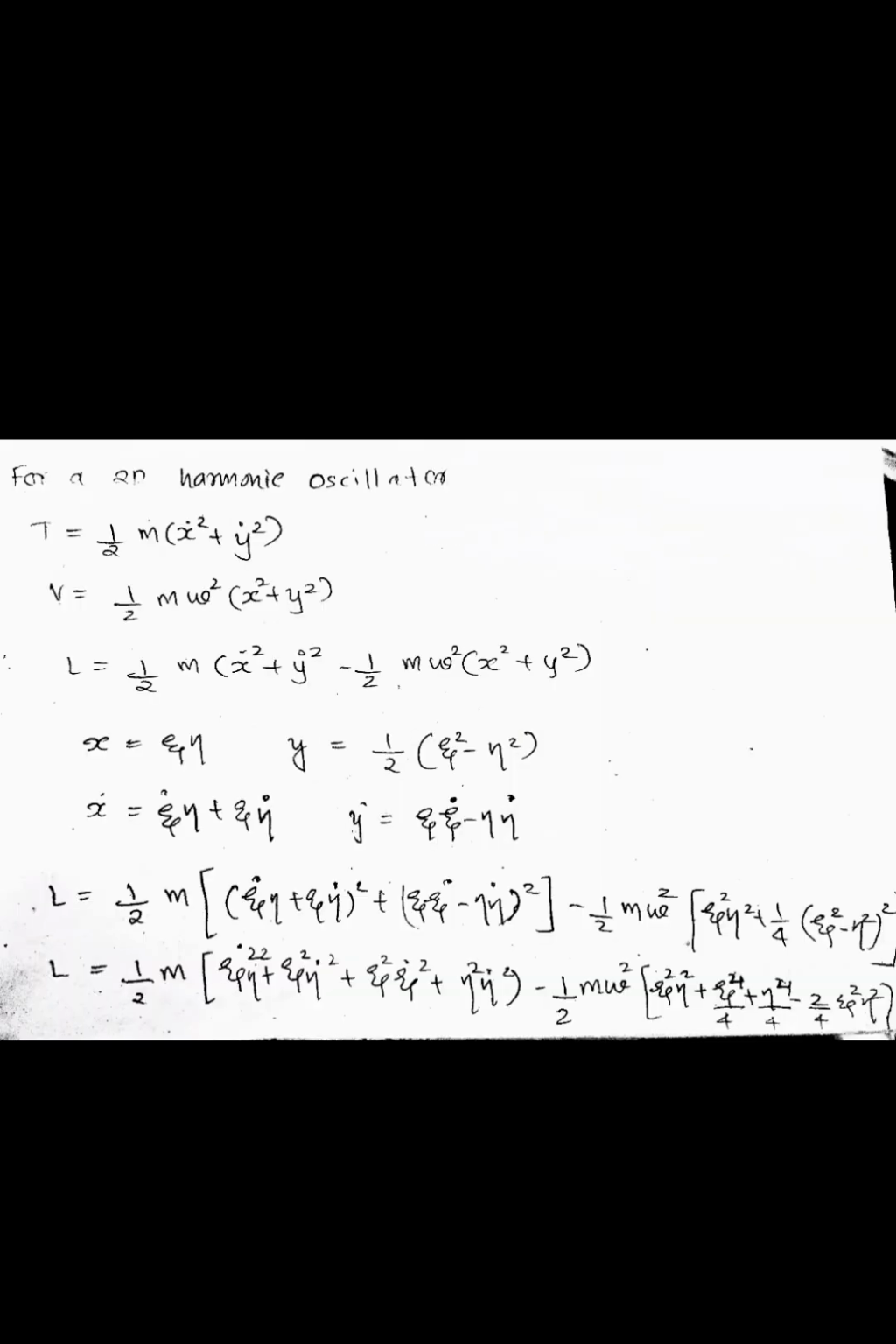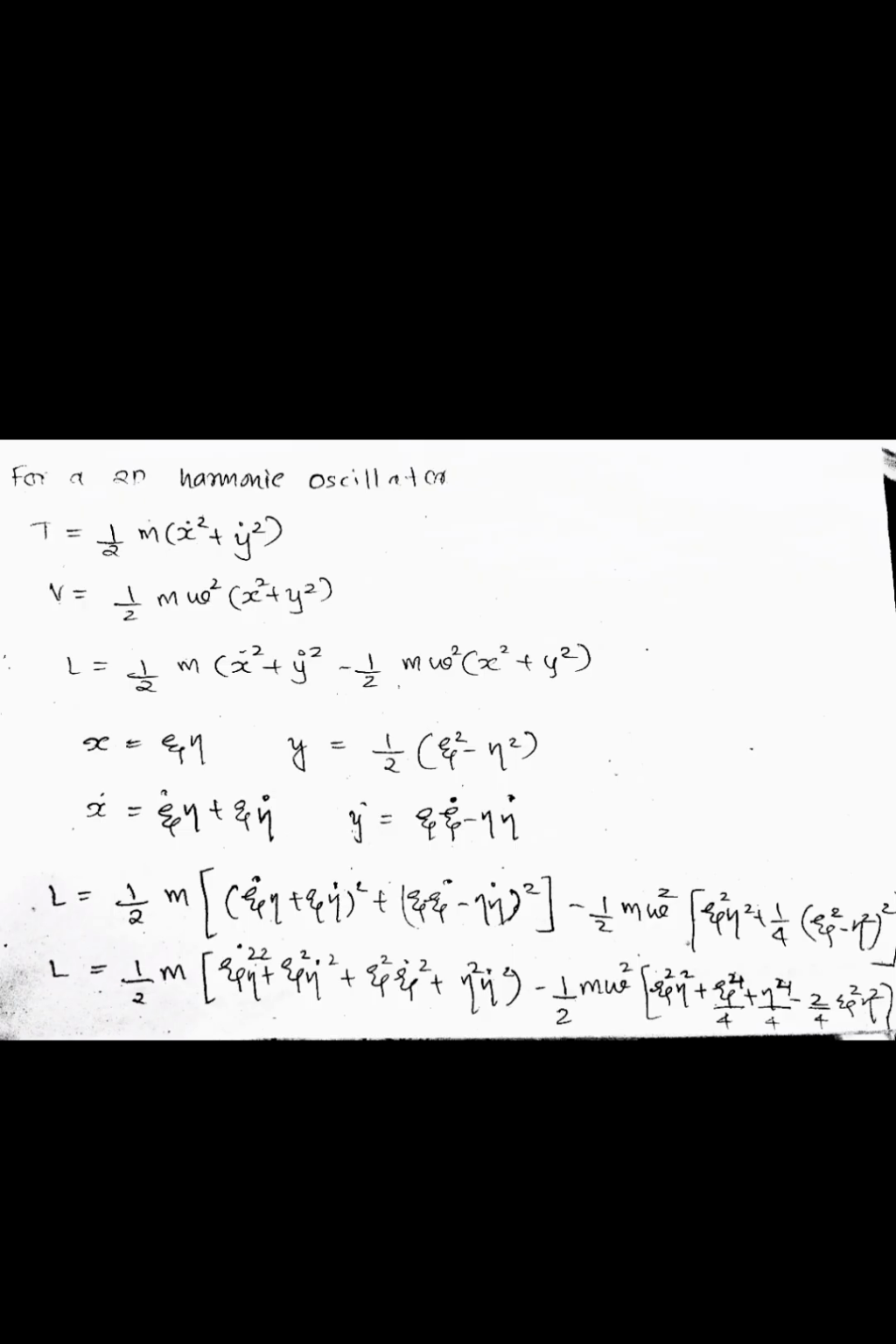So the solution is, for a 2D harmonic oscillator, T is equal to half m (x dot square plus y dot square), and V is equal to half m omega square (x square plus y square). So the Lagrangian L can be written as half m (x dot square plus y dot square) minus half m omega square into (x square plus y square).